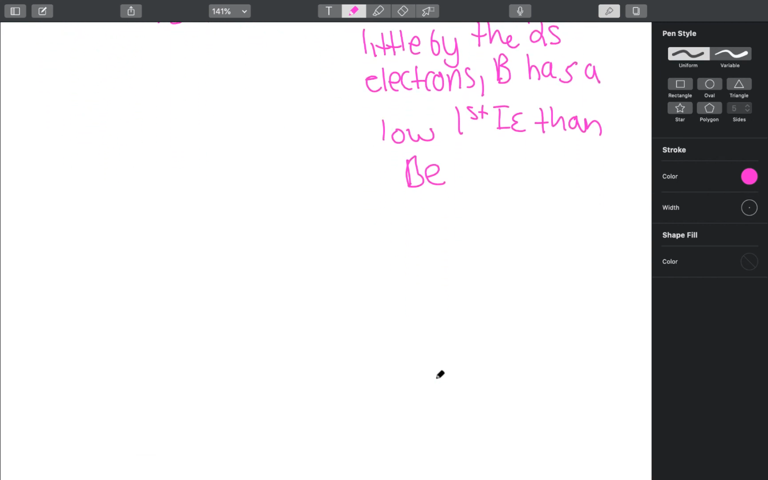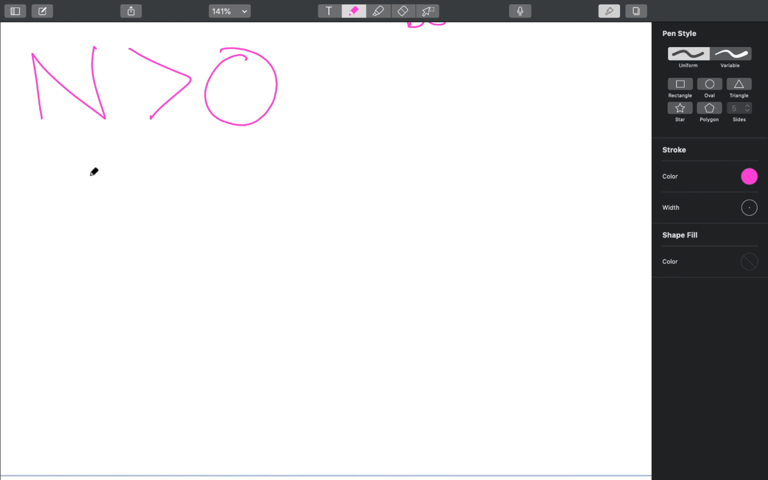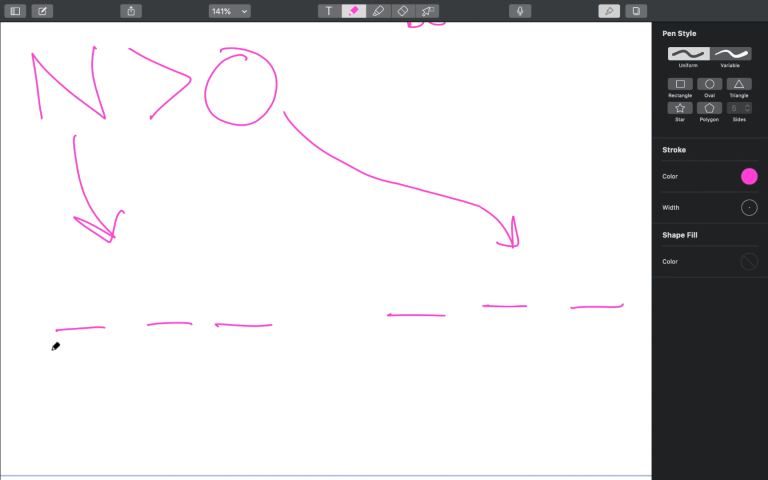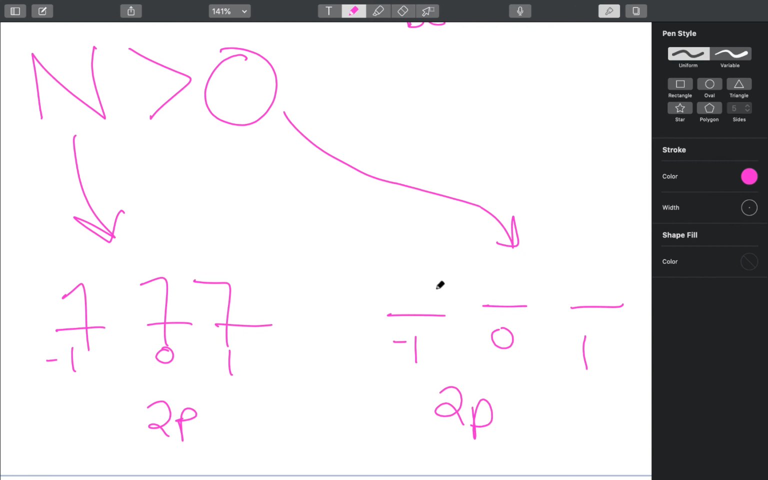So there's another exception too. The second exception is that nitrogen has a greater ionization energy than oxygen. And we can easily describe this by using our orbital diagrams. We're only going to focus on the 2p subshell because nitrogen and oxygen only differ by one electron. So -1, 0, 1, and this is our 2p subshell. Nitrogen has 3 electrons in the 2p subshell, and oxygen has 4. And you'll notice that we can apply Hund's rule to explain why the ionization energy of nitrogen is greater than oxygen.